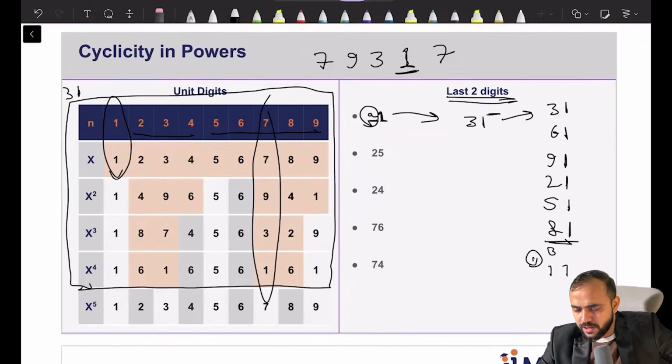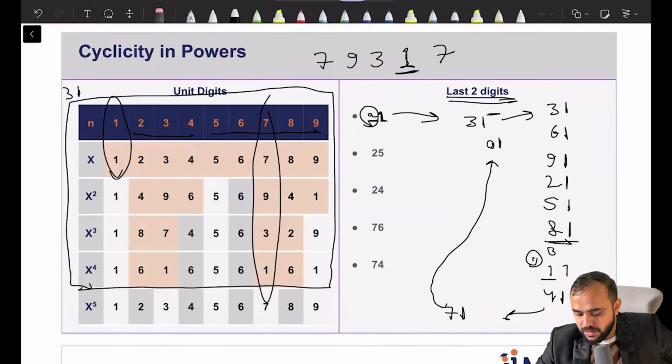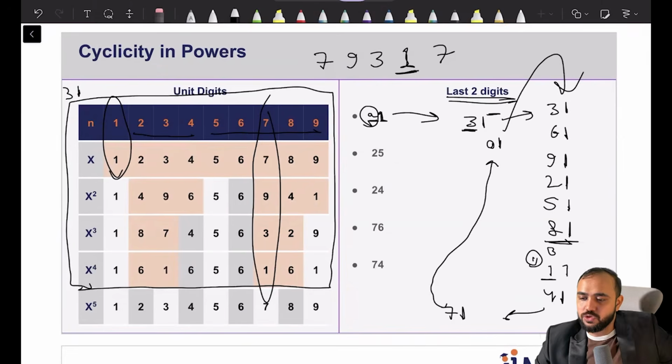1 goes away. We are not concerned about the third digit. Then you will have 3, you will add 2, 1, that is 41. Then you will get 71, and then you will finally get 01, then 31. So it will repeat like this. So this number, the second last digit, gets increased by itself every time.